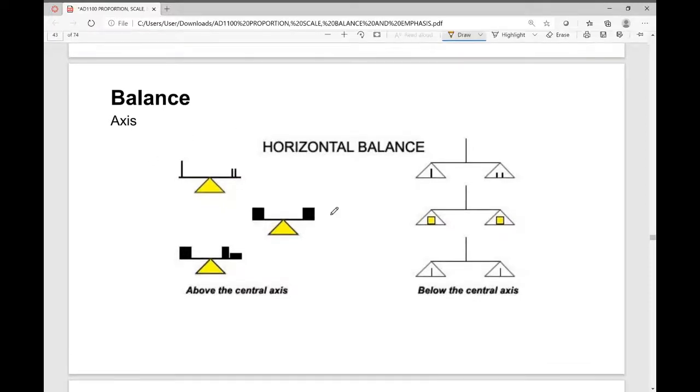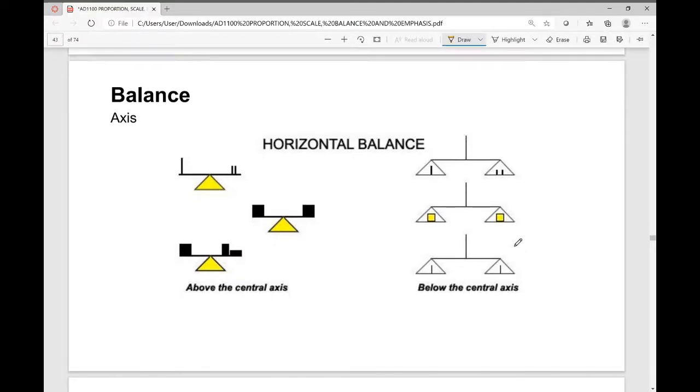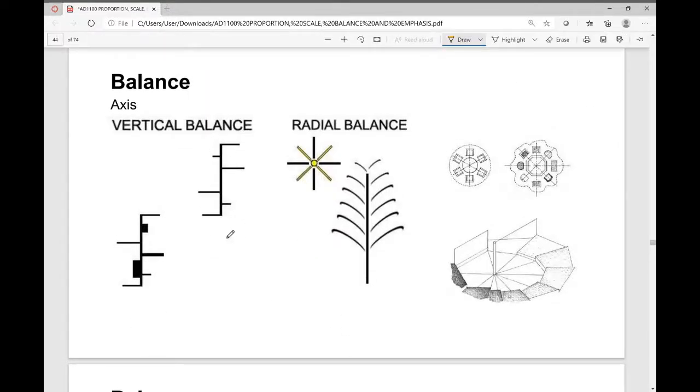You have your balance in axis, so your horizontal balance, as you can see. This is above a central axis. The height would balance with the quantity and the height of the secondary object. Here it has a direct balance, and this one as well. When you think about it, it has the same weight or element in comparison to the solid block. Same for this one as well. This is below the central axis, so you have your vertical balance, and how it is visually perceived.